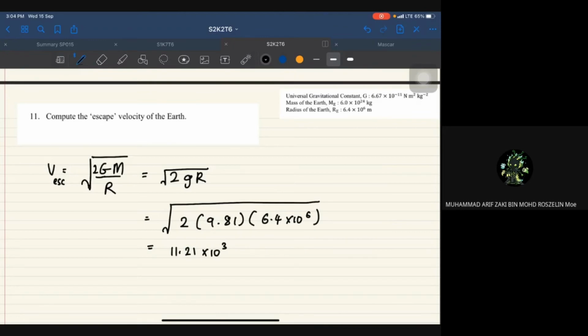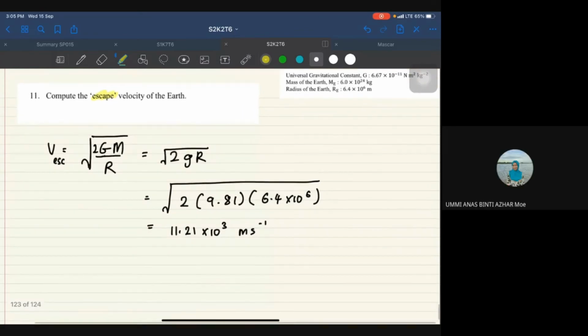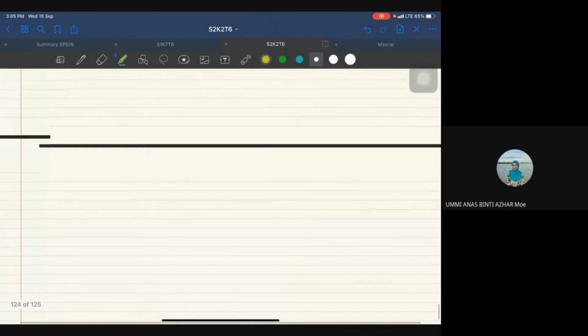Unit dia apa? Okay, it's a velocity. So unit will be ms minus 1. So whenever you see the keyword like escape, straight away this one is escape velocity. Dua formula. Kalau dekat bumi, you can use the second one tu, and straight away you should get the answer. Senang sangat. Ada soalan? Tak ada sir. Okay. Kita move on lagi.